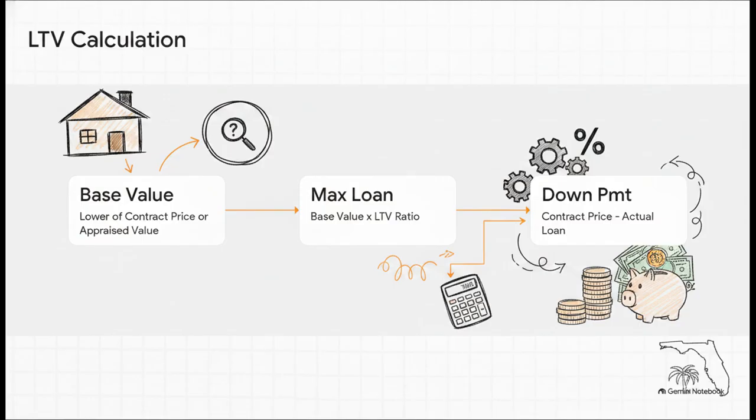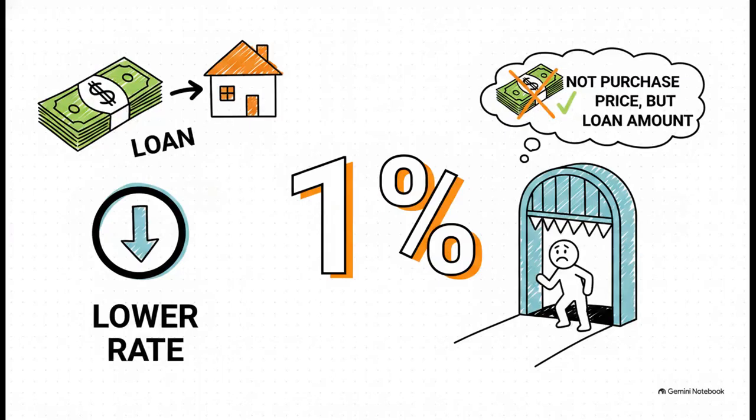Say a home contracts at $350,000, but oh no, it only appraises at $320,000. Your base value is that lower number, $320,000. So an 80% LTV gives you a maximum loan of $256,000. But here's the kicker. The seller still expects the full contract price. So your required down payment is that $350,000 contract price minus the $256,000 loan, meaning you have to bring $94,000 to closing.